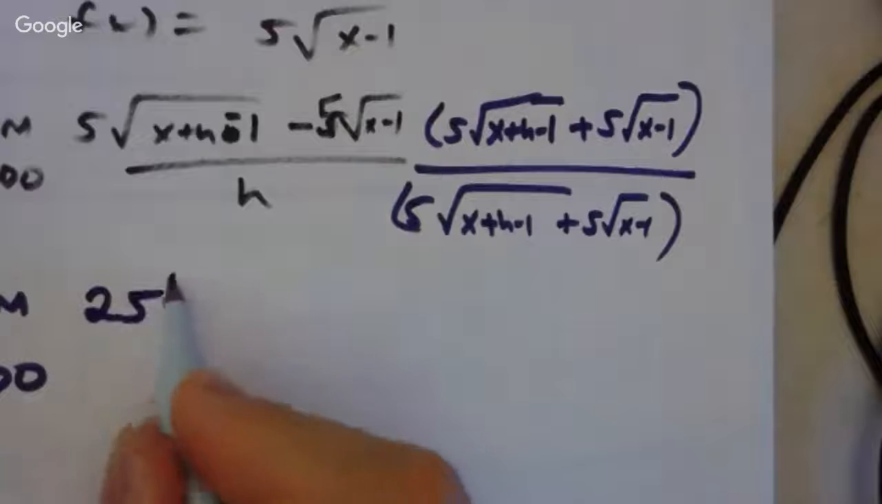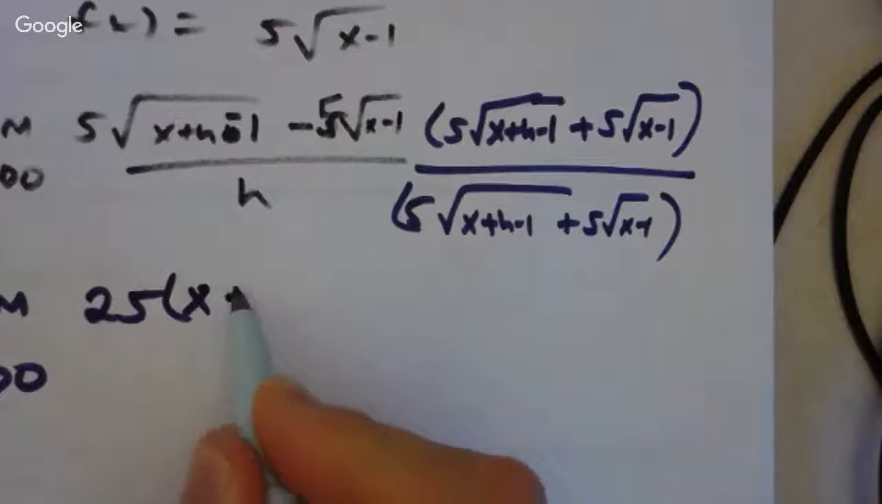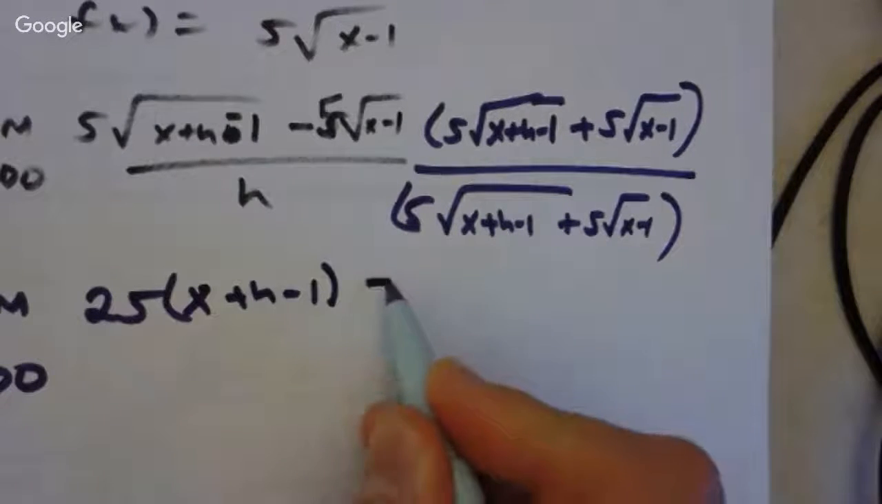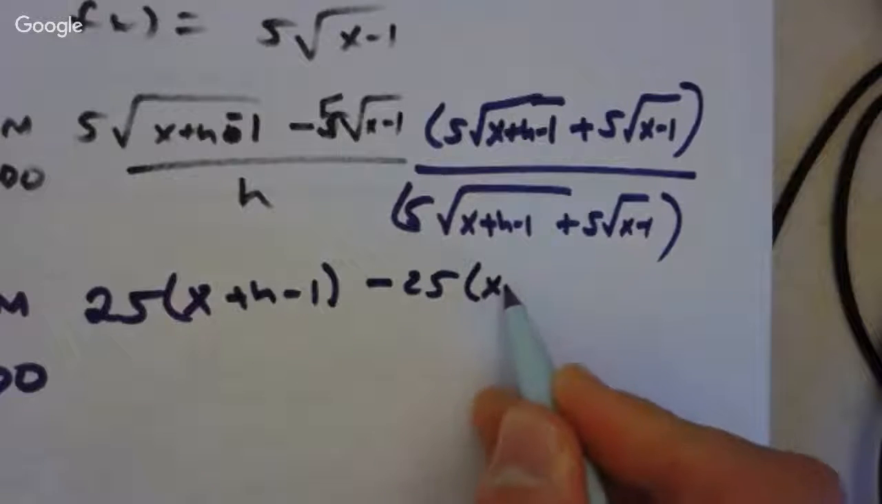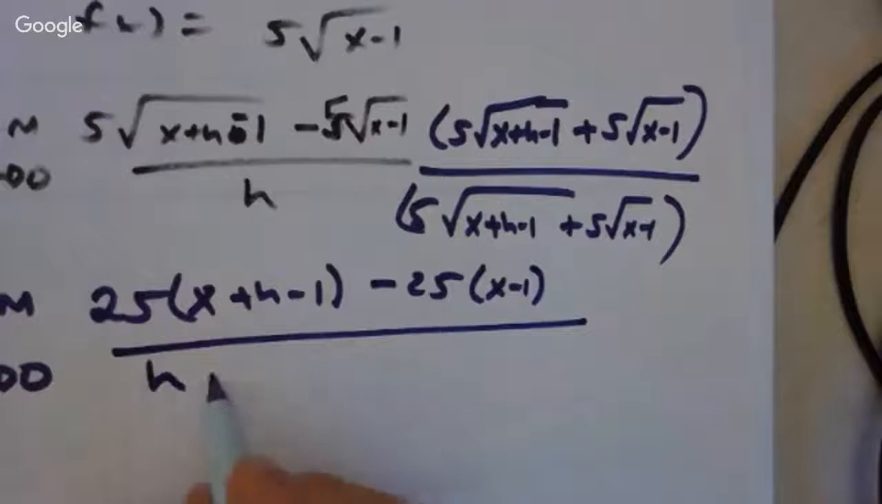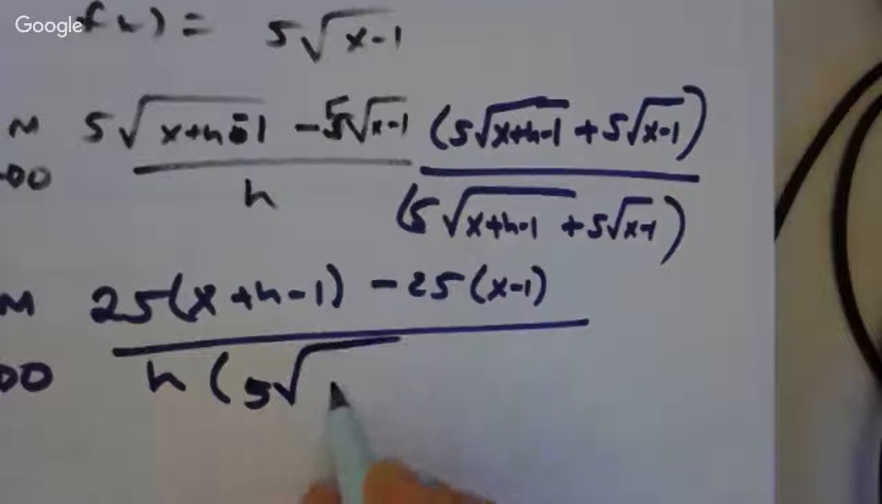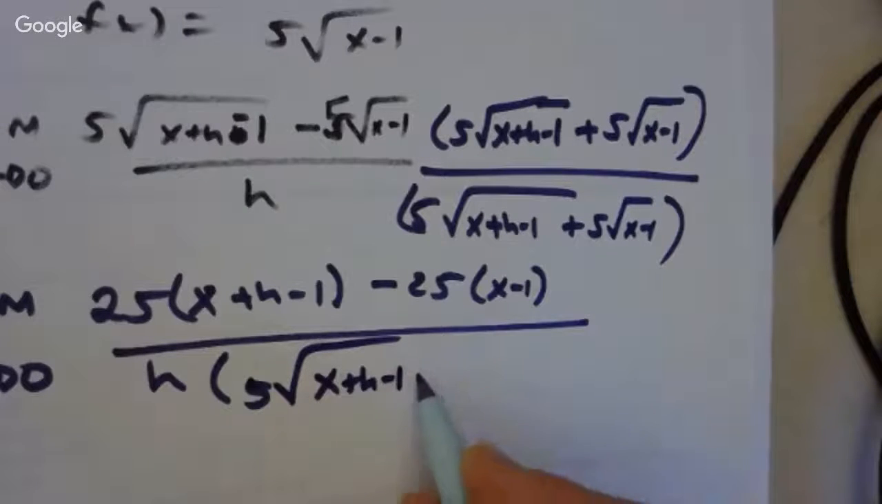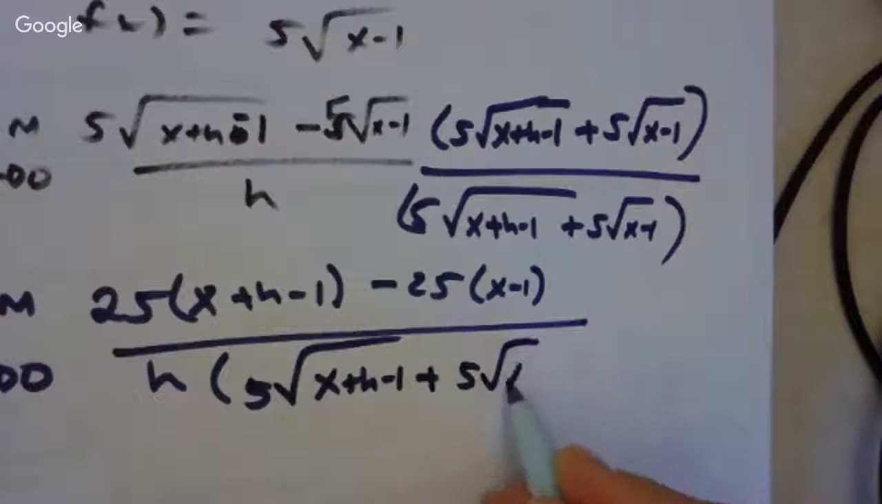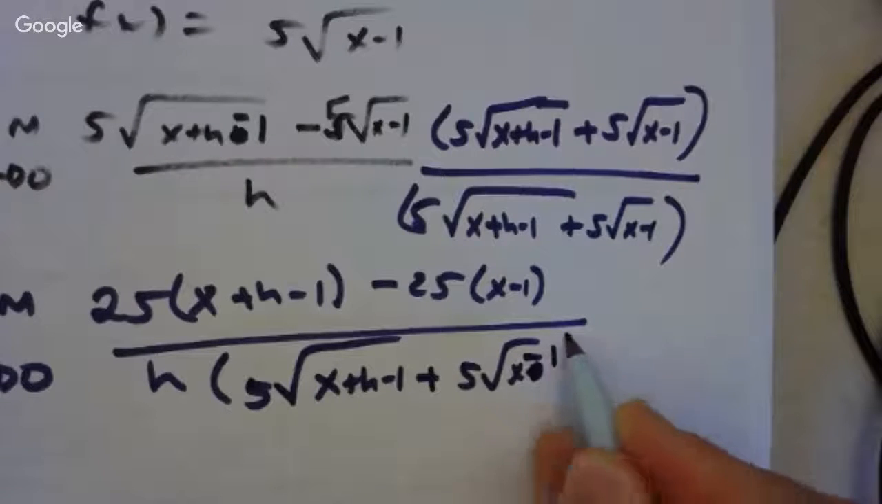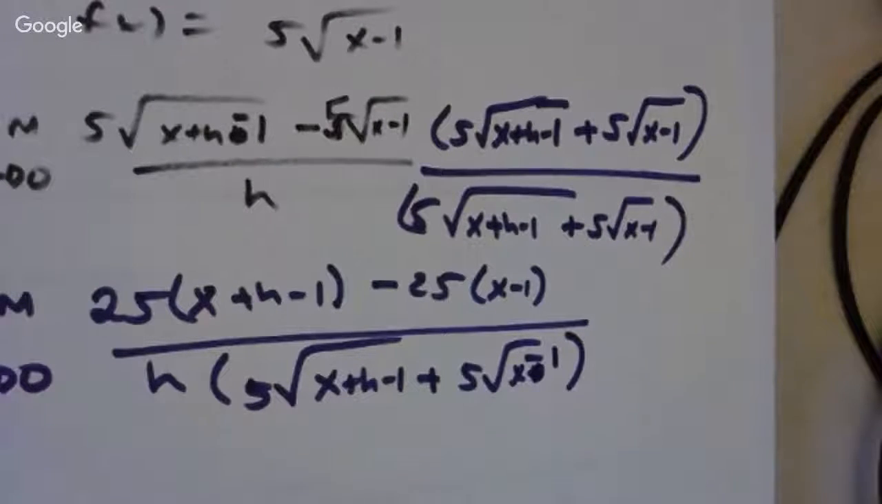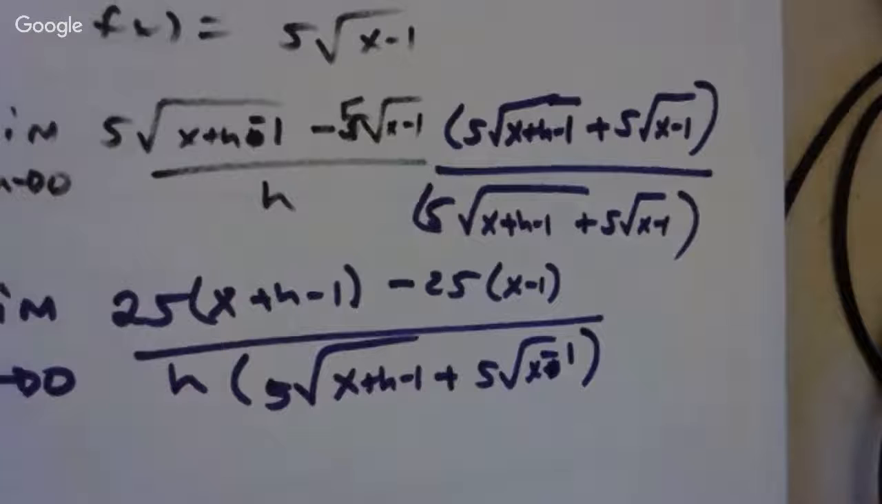So this is equal to 25 times x plus h minus 1 minus 25 times x minus 1, all over h times 5 square roots of x plus h minus 1 plus 5 square roots of x minus 1. Now, some of you are whining like I'm violating your civil rights, and I kind of have. You should have seen this. These are on the AP test. I don't know why I skipped the hard ones.